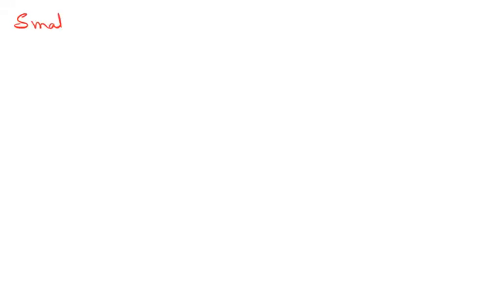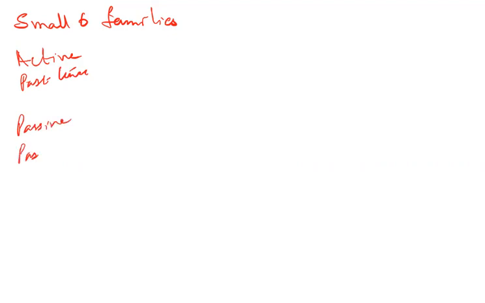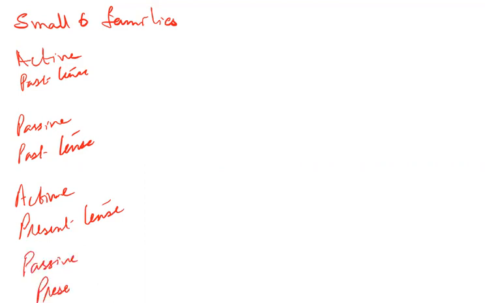So in the small six families, the active past tense, passive past tense, then you have active present tense, and you have passive present tense. Okay, so for fataha, the active present tense is fataha.